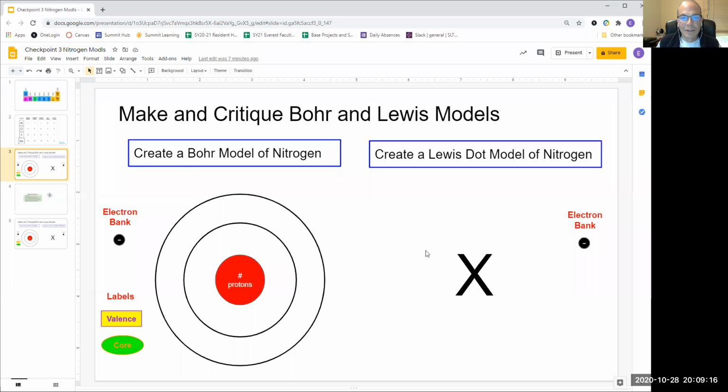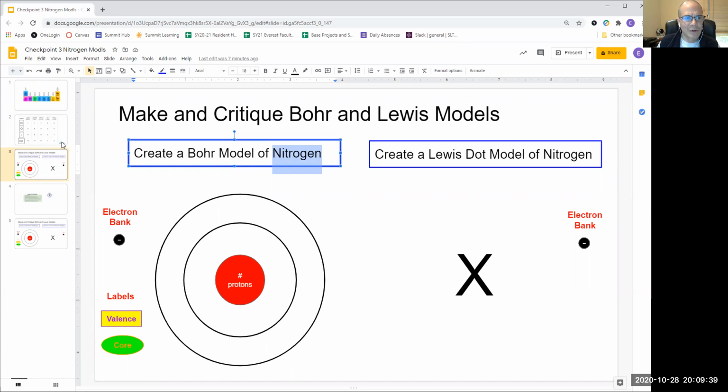Hi everybody. Mr. Wagner and I thought it would be a good idea to record a few videos to help you get started with your checkpoint 3 if you haven't done so already. So checkpoint 3 involves making a lot of models, and what I'm going to show you is making a Bohr model and a Lewis model of nitrogen.